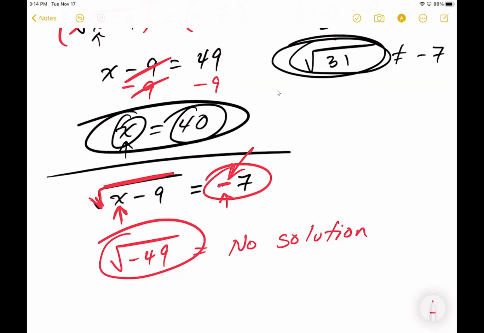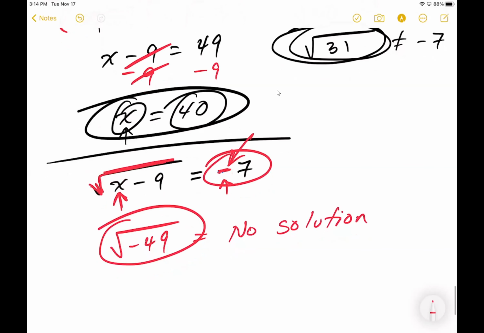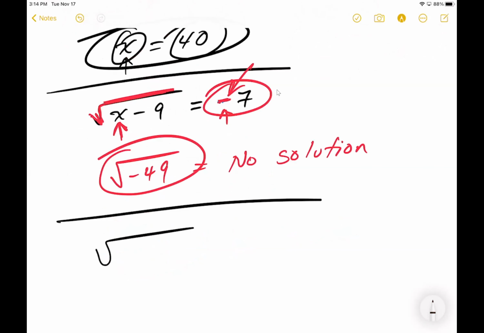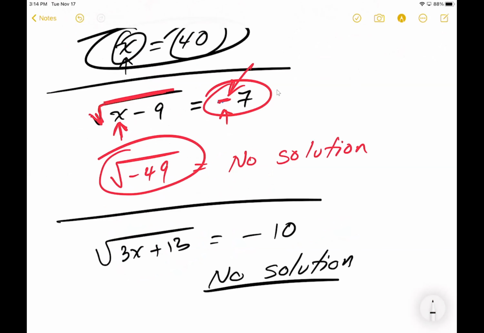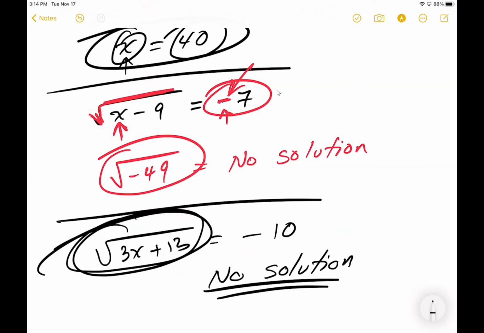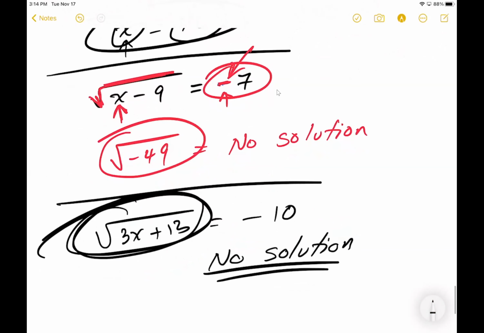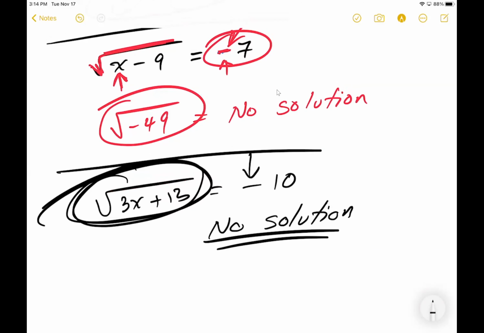from here on out, ladies and gentlemen, if you recognize this problem, and this is where I'm heading, if you have something like this, a square root of 3x plus 13 equal to a negative 10, you don't need to do anything and just say no solution. Because there is no way you can plug in the number in here and then take a square root and that give you a negative number. Okay, there is no way.